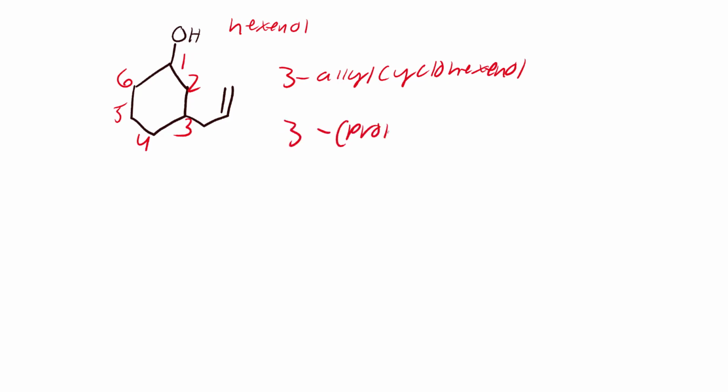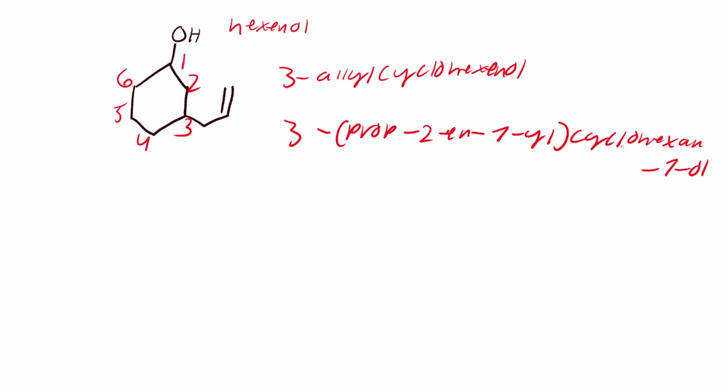If you really want to get into IUPAC specific naming, you can say 3-prop-2-en-1-yl, and for the other one cyclohexan-1-ol. Very disgusting. Not really good. I don't favor it at all. It's very complicated if you do it like that.